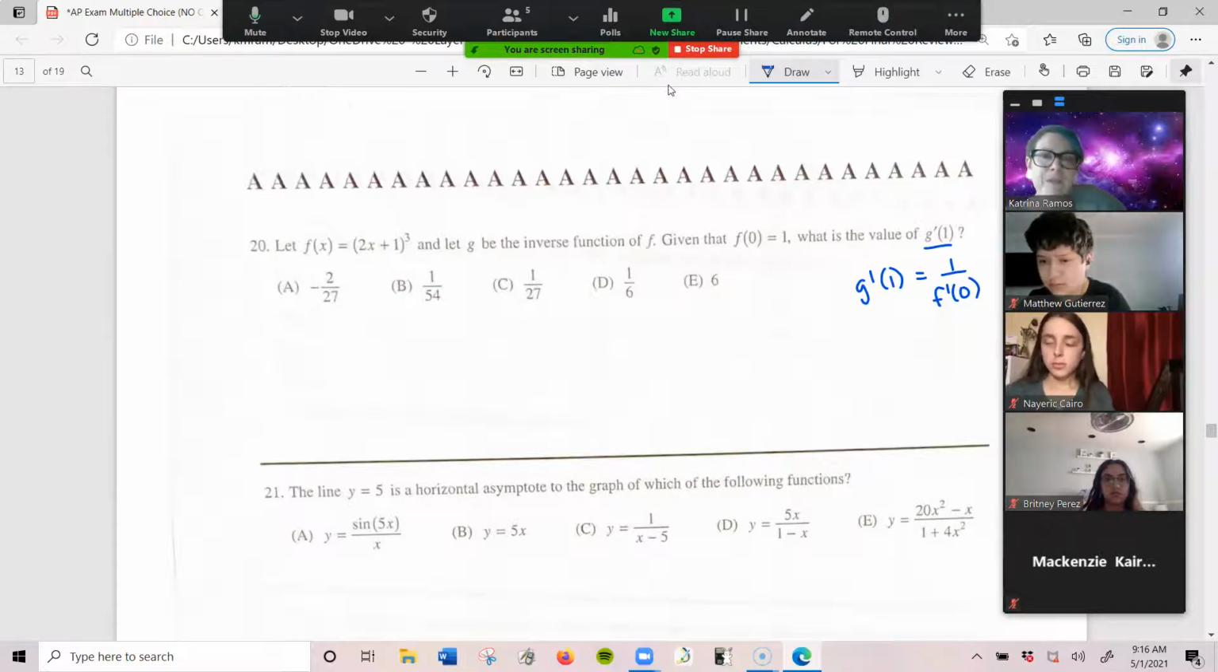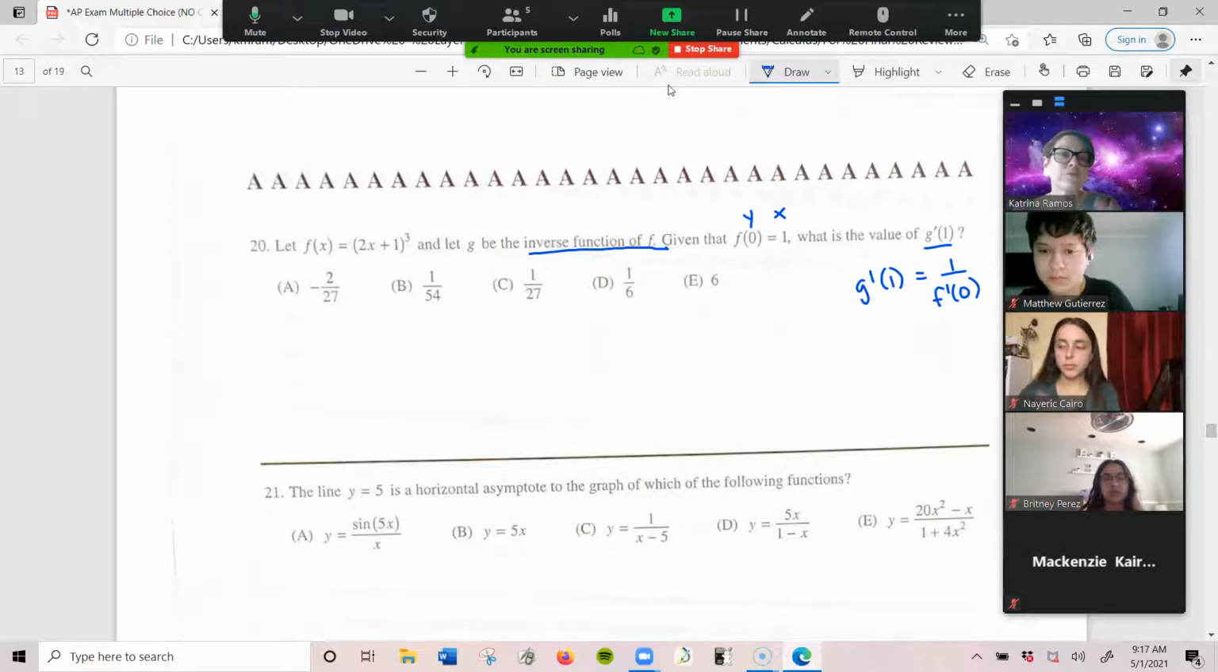All right, but g is the inverse of f. So that means that the x value of f is actually the y value of g, and this is the x value of g, because remember that with inverses, the y's and the x's switch places. And so when you find the derivative, it's always 1 over f prime of the y value of g. So the y value was given to be 0. Do you get what I mean?